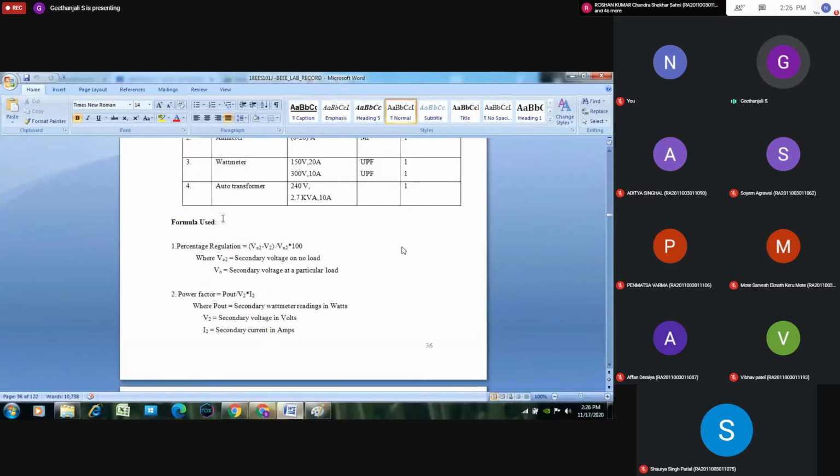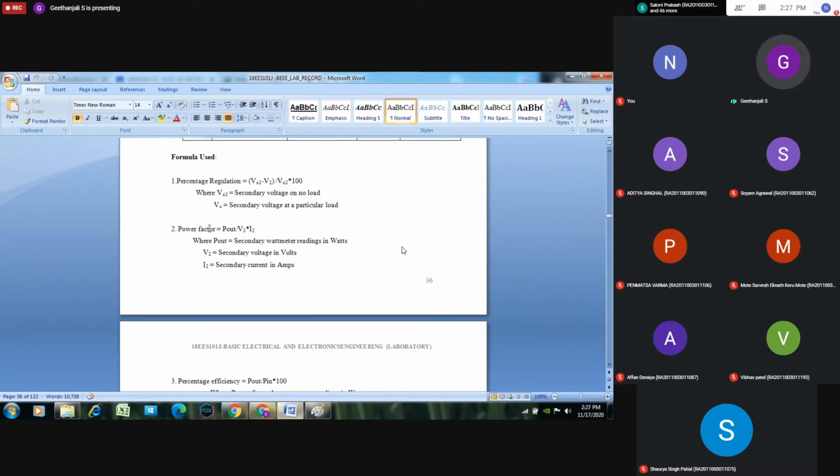Formula. What are the formulas we are going to use? Percentage regulation is (V02 minus V2) divided by V02, into 100. V02 means the secondary voltage on no load condition. This 0 represents the no load condition. This 2 represents the secondary winding. This is the no load voltage during the no load condition. V2 is nothing but the secondary voltage during the loaded condition. So V02 is the secondary voltage on no load, and V2 is the secondary voltage at a particular load.